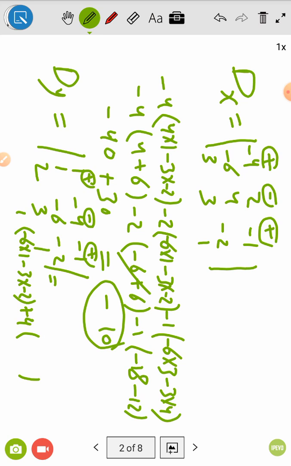1 times 1 minus 2 times negative 2, and the last step, minus 1 here, cancel here and here, 1 times 3 equal 3, minus 2 times negative 6 will be plus 12. To get the value of Dy, if you use the calculator easily, you will get Dy equals 5.